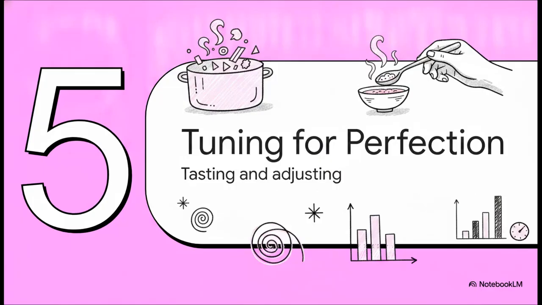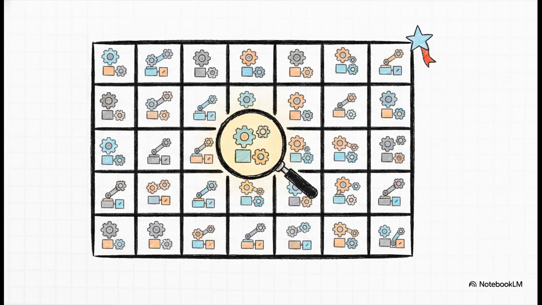Finally, Section 5, Tuning for Perfection, Tasting and Adjusting. You see, models have these settings called hyperparameters, like the C value in a support vector machine or the maximum depth of a decision tree. The catch? The algorithm cannot learn these on its own. You, the analyst, have to find them.